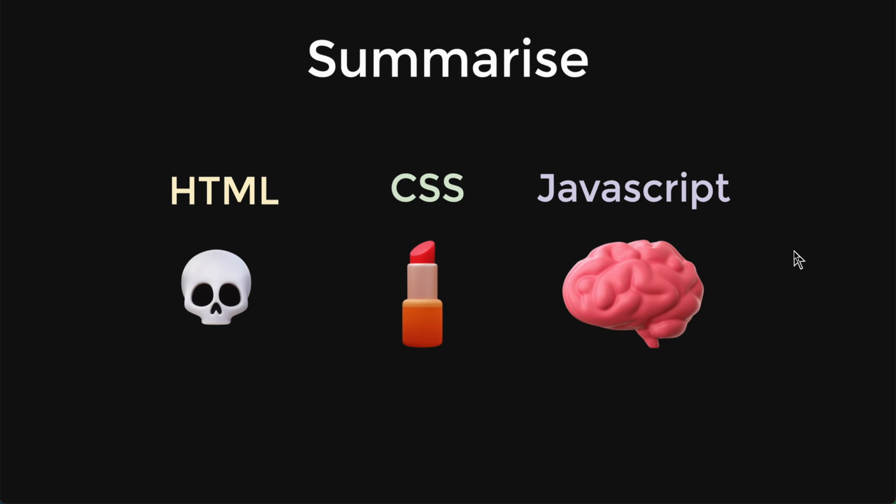To summarize what HTML, CSS and JavaScript are: HTML in one word is the structure of the website, CSS is the look of the website, and JavaScript is the interactivity of the website. And that is HTML, CSS and JavaScript.